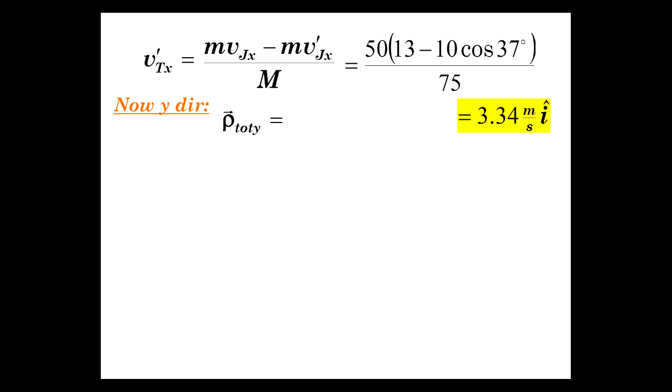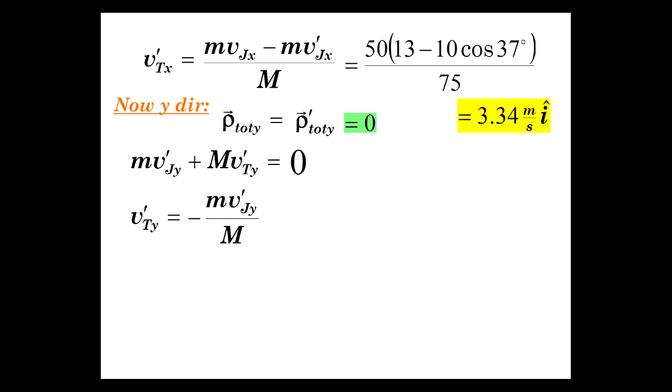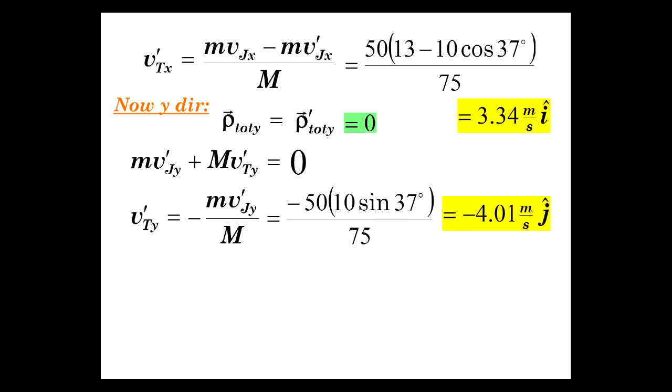Now let's do y. Total in the y before is total after, and that's 0, because all of it was contained in Jenny's initial motion, and she had no y momentum. So after the collision, there's got to be no y momentum. But she does have y momentum, thus Troy's momentum in the y direction is the opposite. When we add these momenta together, we have to get 0. So the velocity of Troy in the y direction is simply the negative of Jenny's momentum in the y over Troy's mass. Plug the numbers in, out pops minus 4.01 meters per second. So that's the y quantity.